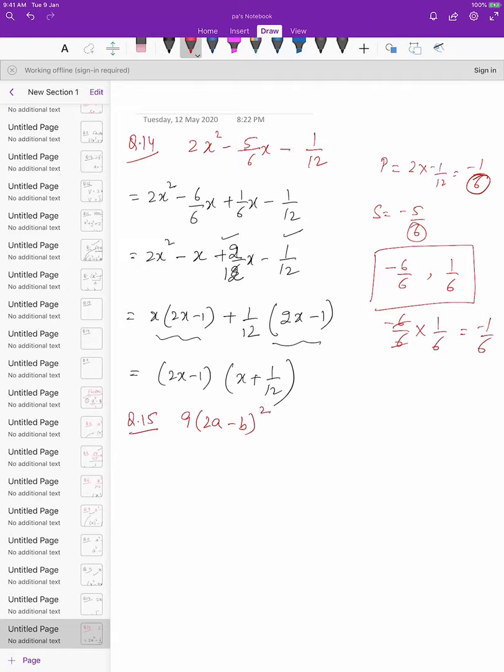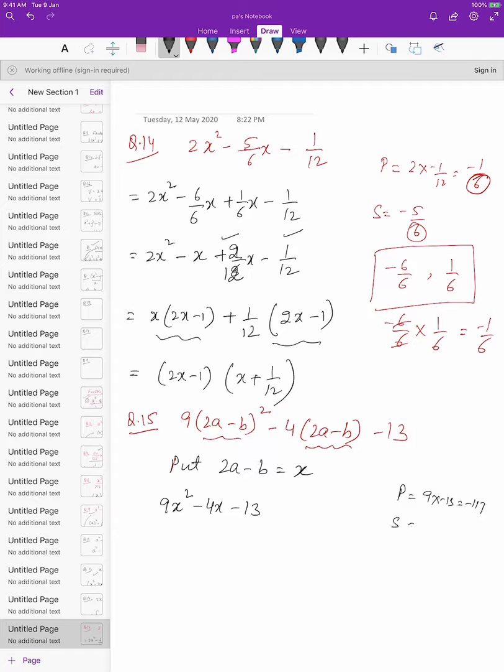9 into (2a minus b) whole square minus 4 into (2a minus b) minus 13. Here, can you see 2a minus b? If I simply put 2a minus b as something, say x, then my expression will become 9x squared minus 4x minus 13. Now can I do the splitting of middle term? Here I want the product to be 9 into minus 13, which is minus 117, and sum to be minus 4. So I think the breakup is very clear, 9 and minus 13 itself.